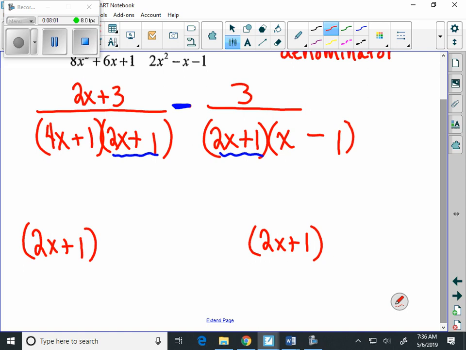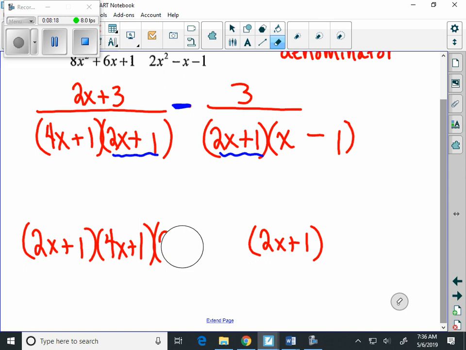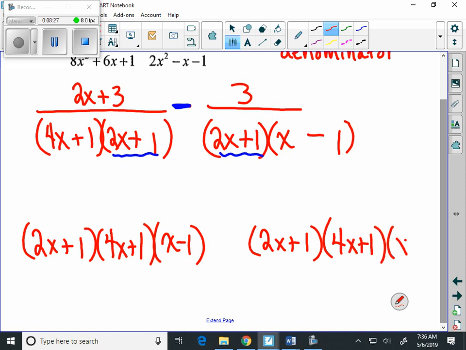And then as we take a look, the other two values, the 4x plus 1 and the x minus 1, they are not common. So both of those values are going to have to be part of the common denominator. Oops, x minus 1. So over here, 4x plus 1, x minus 1. And again, we need to be really careful with the subtraction.